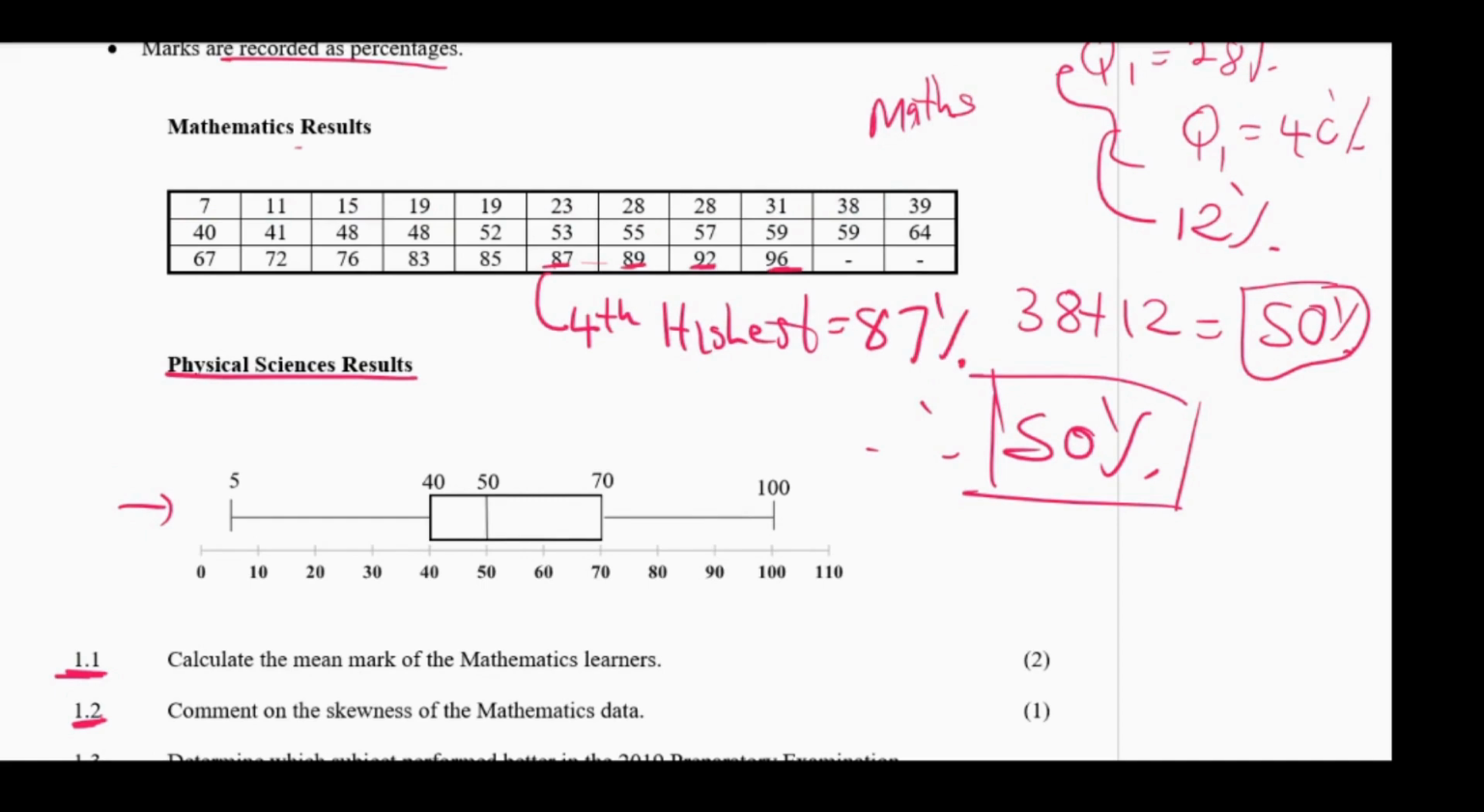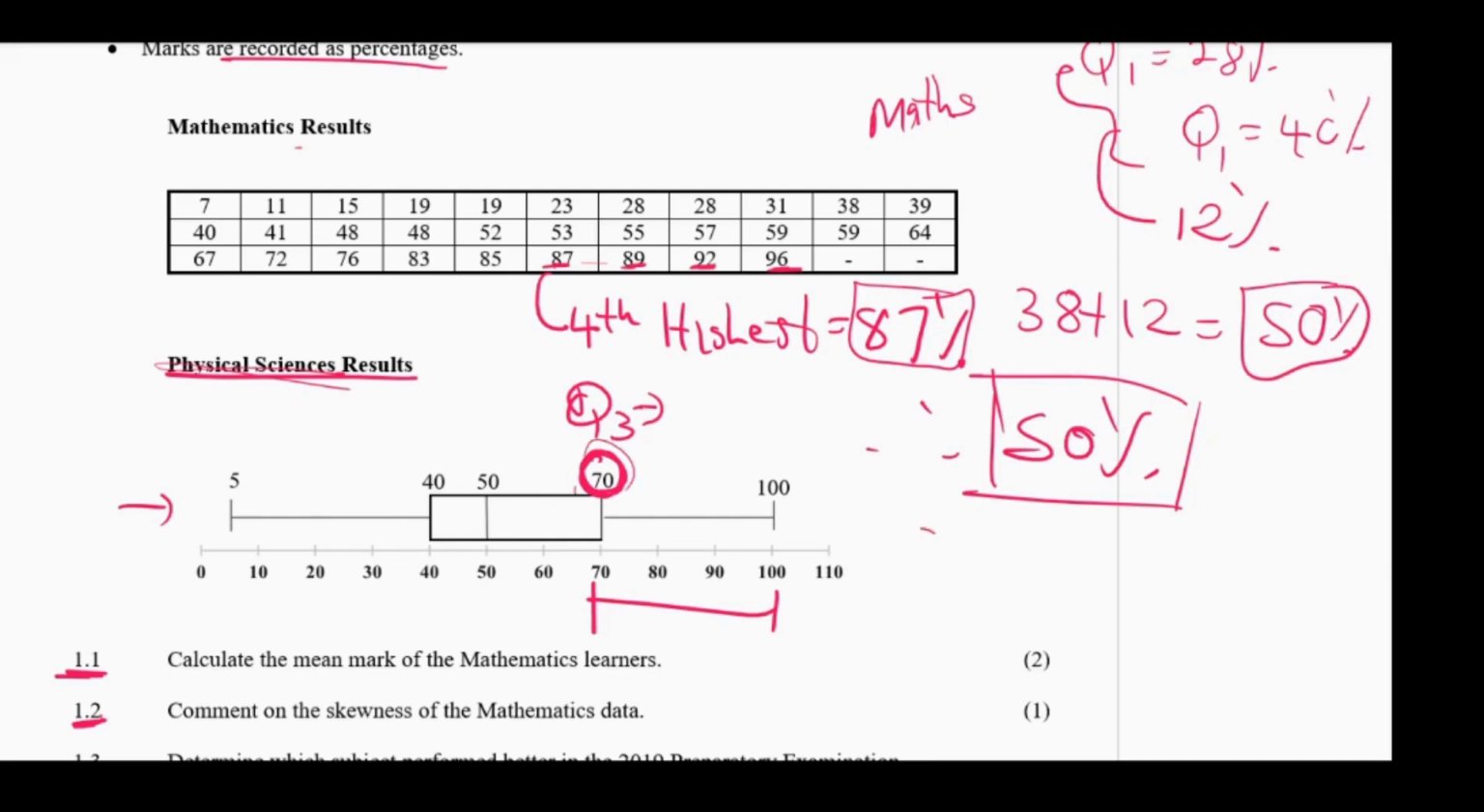Remember that we are having 85% for maths. We want to know the 4th highest in physics. So we can really assume that the highest is either here at Q3 and above. So it's between the 100 and Q3, right? Which is between 70 and 100. So I'm just going to take this 100.